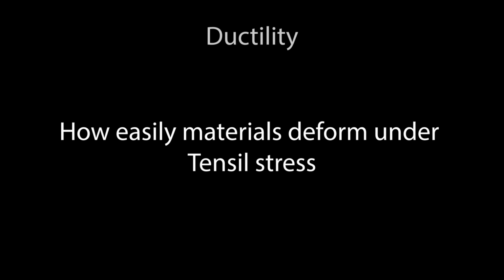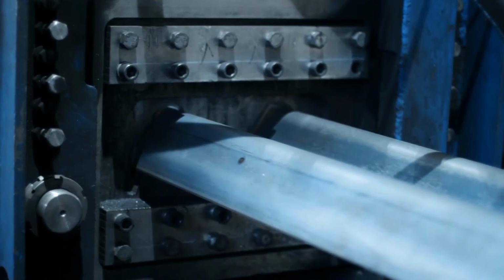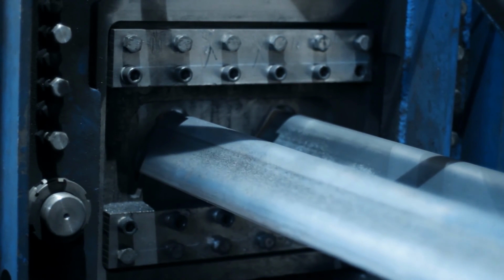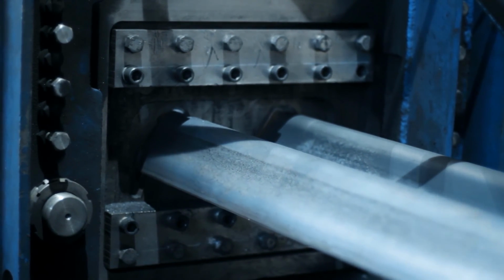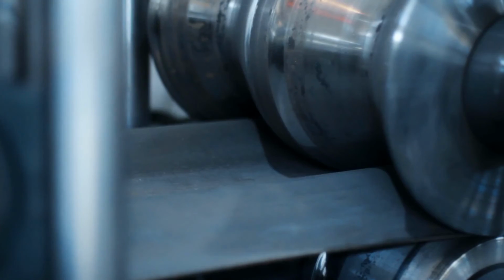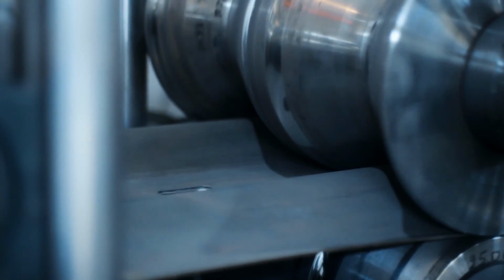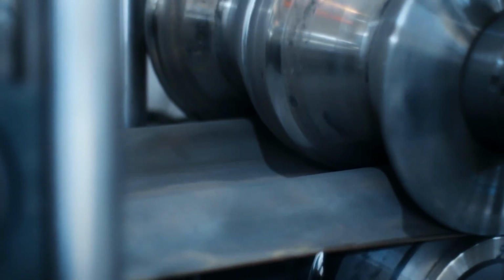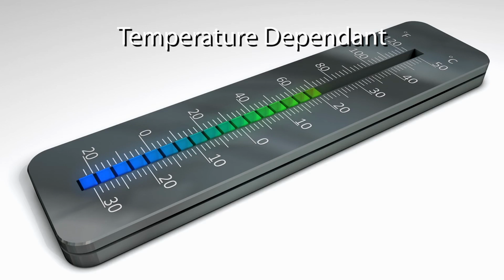Ductility is the property of a solid material which indicates how easily the material gets deformed under tensile stress. Ductility is often categorized by the ability of the material to get stretched into a wire by pulling or drawing. This mechanical property is also an aspect of plasticity of a material and is temperature dependent as well. With a rise in temperature, the ductility of the material increases.